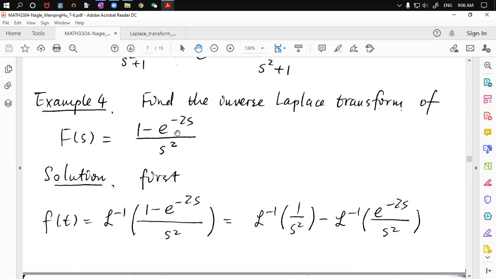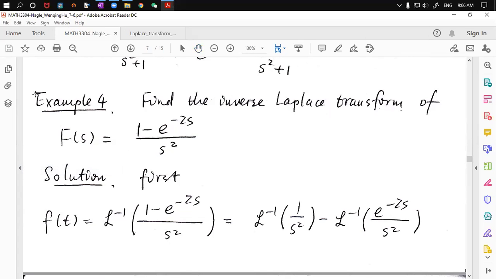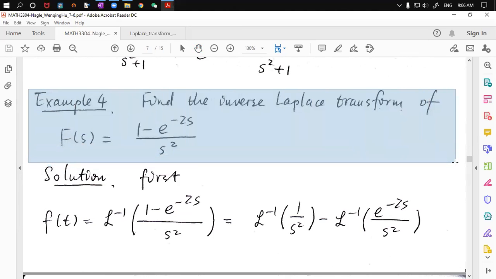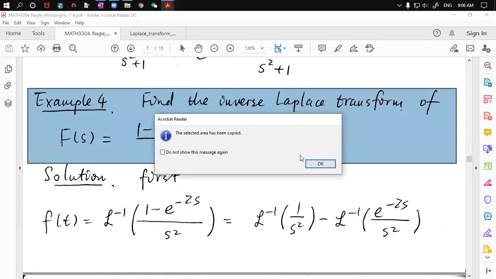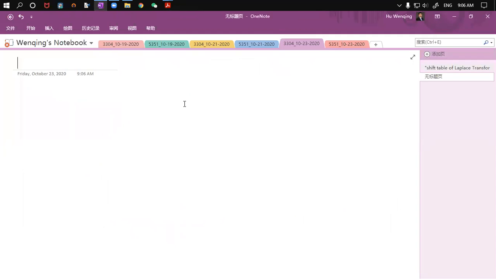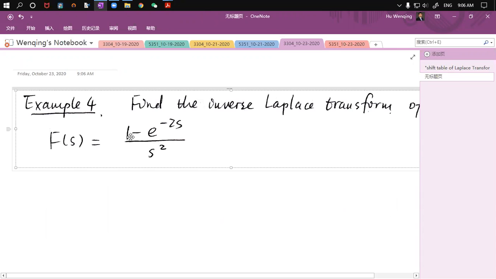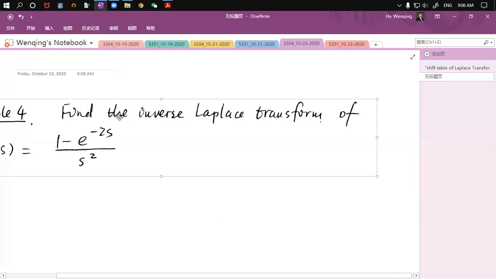Okay, so let's look at this problem. Can you find the inverse Laplace transform of this function? Let's look at this example. Can you find the inverse Laplace transform of such a function? Let's work through this example. Let me put it here. This is our example.